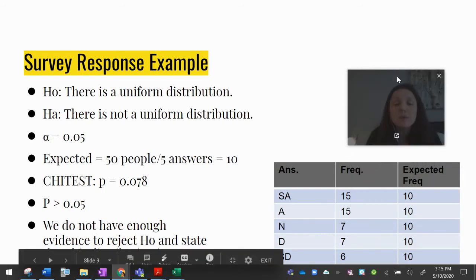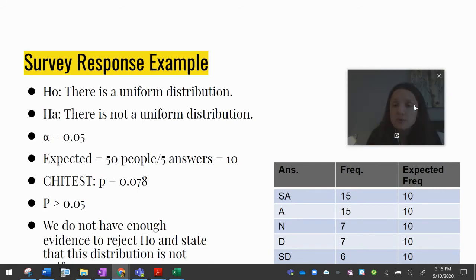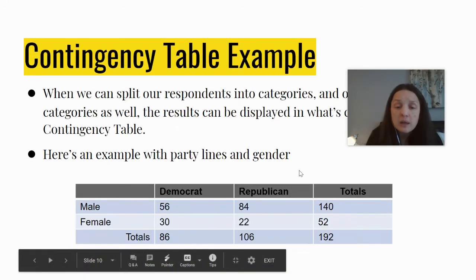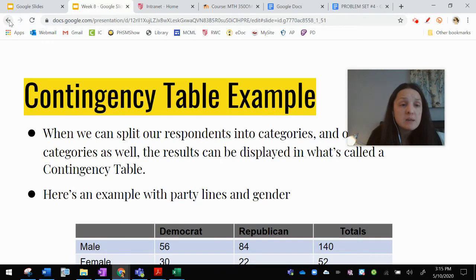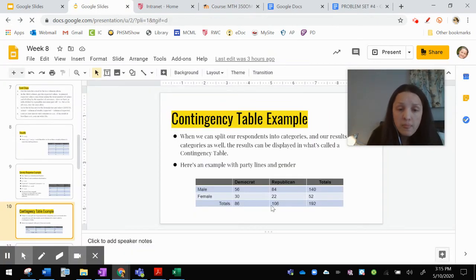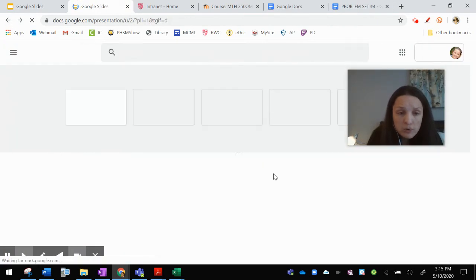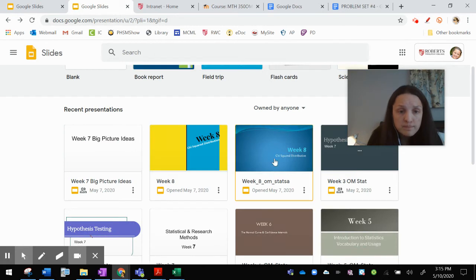Now, let's look at another set. What if I did this with a Likert survey? I want to know, based on this Likert survey, is there a response that is even? So I'm going to go back, ignore that for a second.